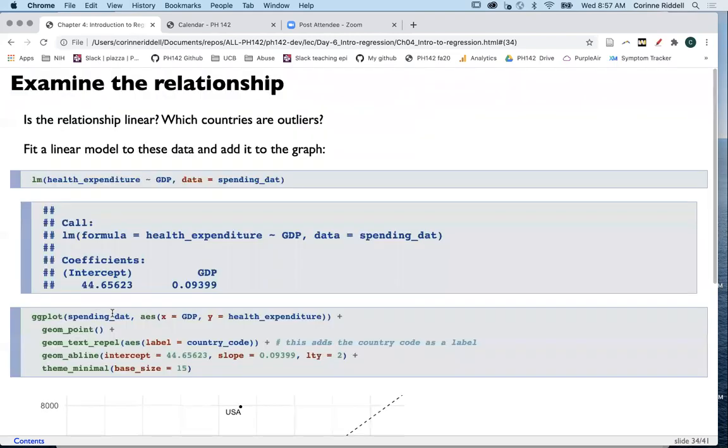So what can we do? We can linear model health expenditure as a function of GDP from the data set spending dat. If we just looked at that, it's going to print out this little window, but what I should have done is assigned this to something and then wrote glance of that assigned object to get the intercept and the slope out of it. But that's what these two numbers are.